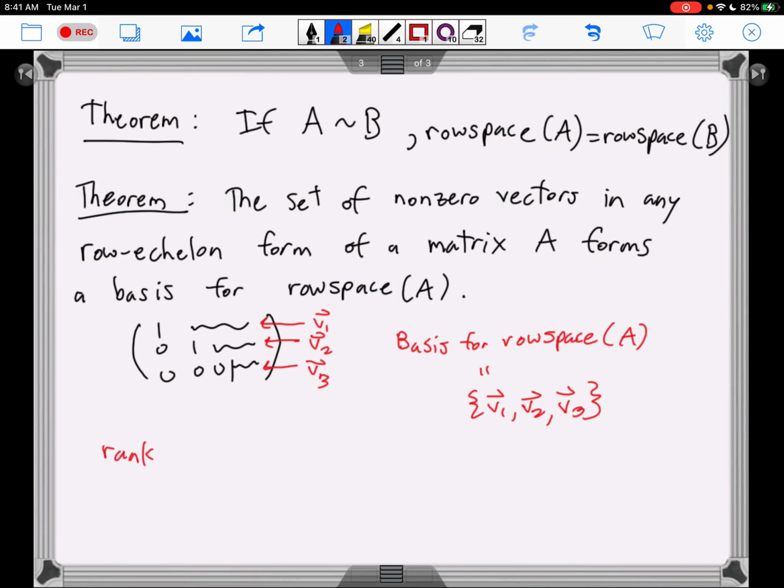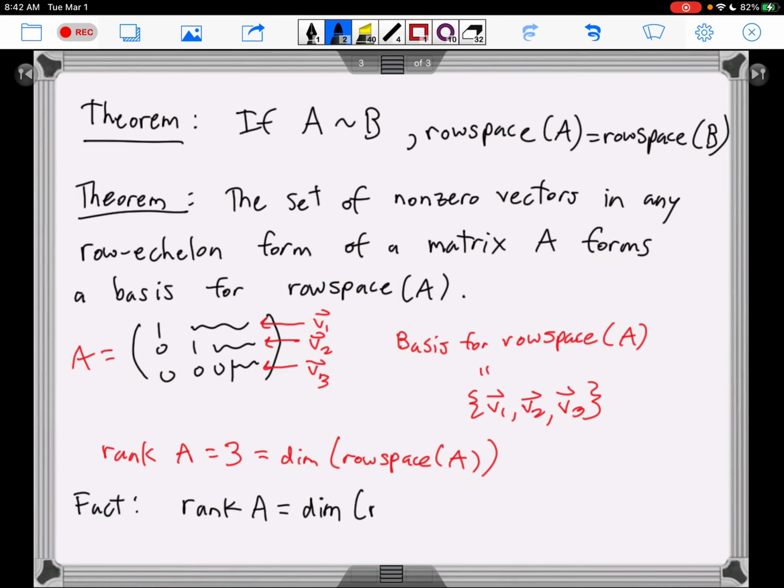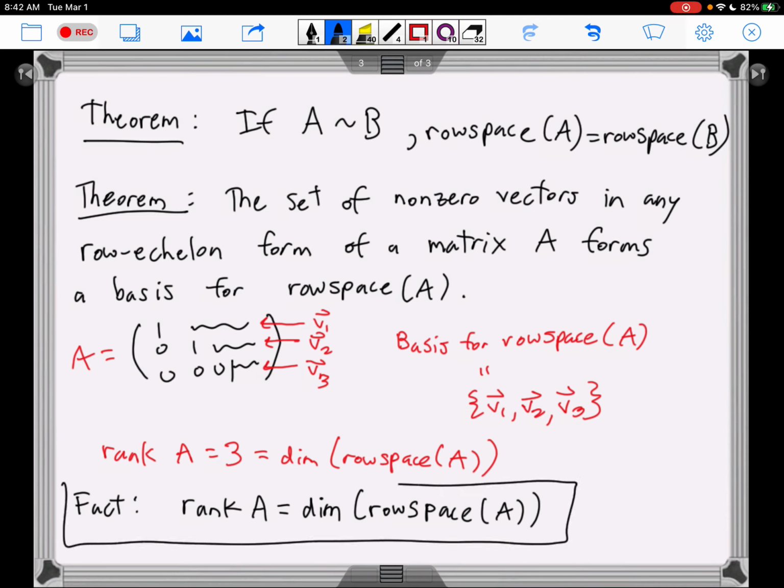So if we look at this guy, the rank of this matrix, if we call it A, the rank of A is 3, but then that's also equal to the dimension of the row space. Because remember, dimension just means how many vectors are in the basis. And so this gives us a fact. This is always true. So I'll just write this as fact here. The rank of A is always equal to the dimension of the row space of A. Really nice fact here.